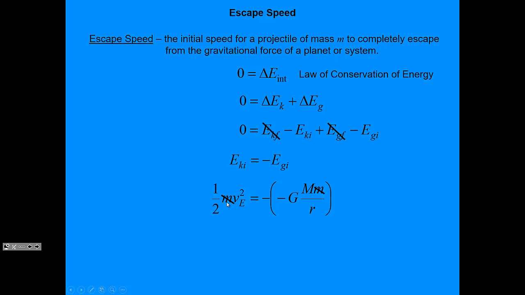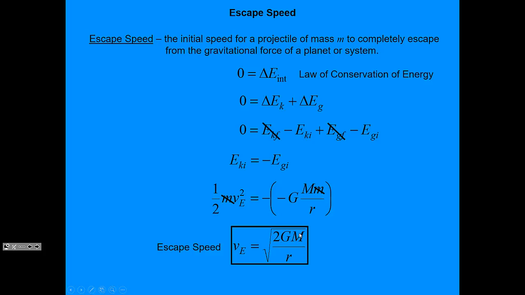More mass means you have more kinetic energy at that speed, but more mass also means you have more gravitational potential energy, so they cancel out. So we solve, and we get an equation for the escape velocity: square root of 2 big G mass of the planet over r. Don't confuse that. That's not the mass of the object.